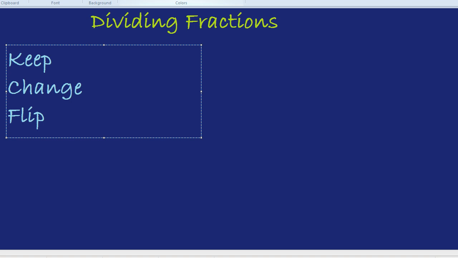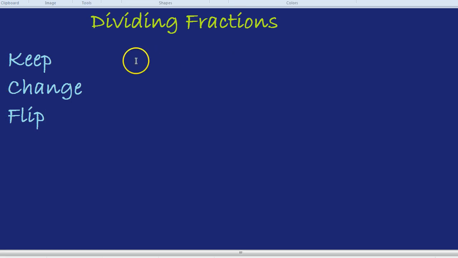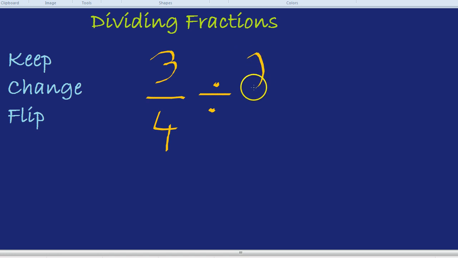Let's do an example. If we had 3/4 divided by 2/3, what on earth would we do? What we'd need to do is keep the first fraction exactly the same, the keep. Change the divide sign into a multiply sign.